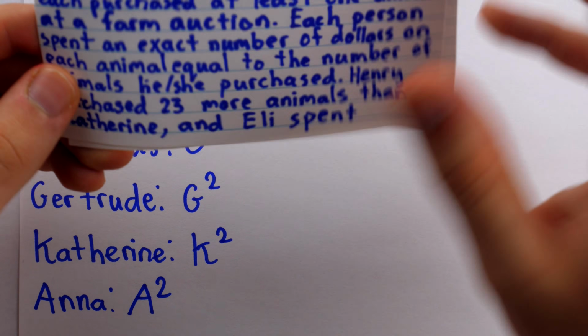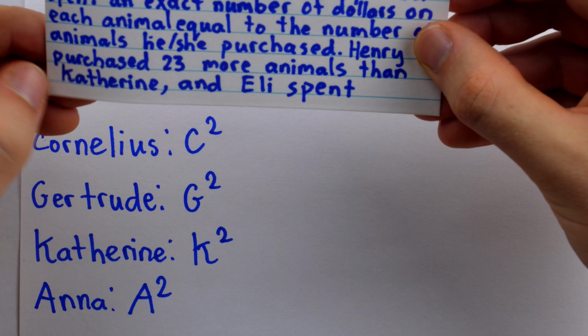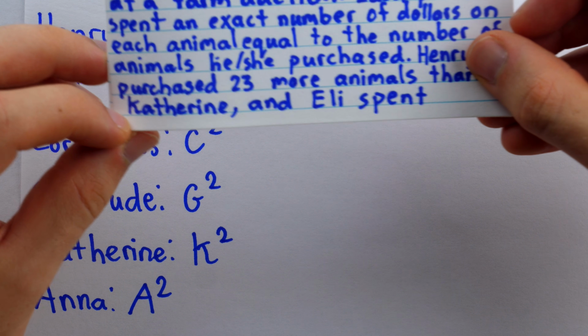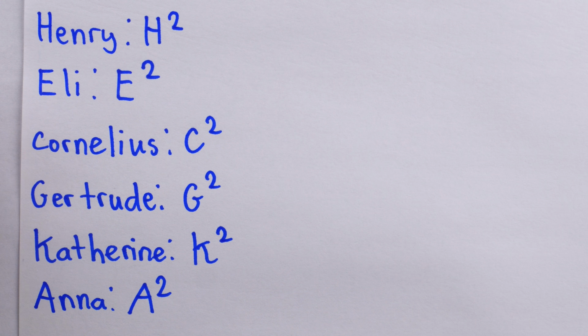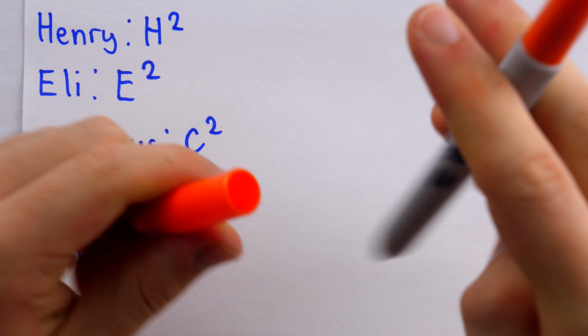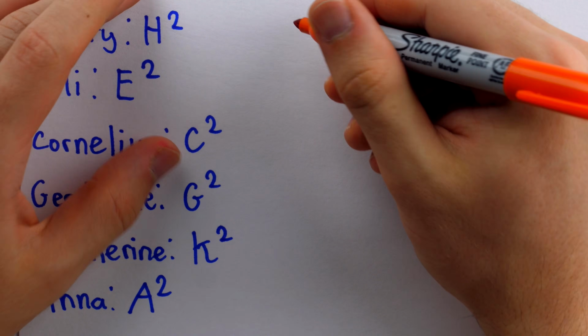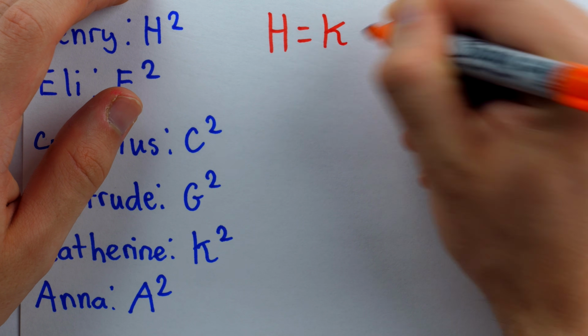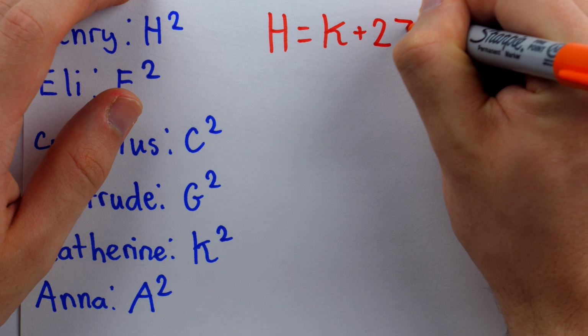In particular, making sure we get the rest of these details down, we know that Henry purchased 23 more animals than Catherine. So if Henry purchased H animals and Catherine purchased K animals, well, we can say that H is equal to K plus 23. So we will use that eventually.